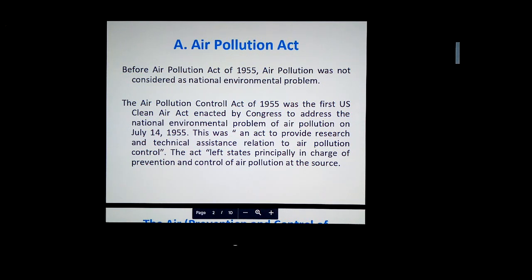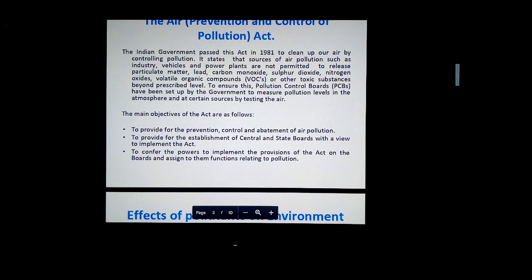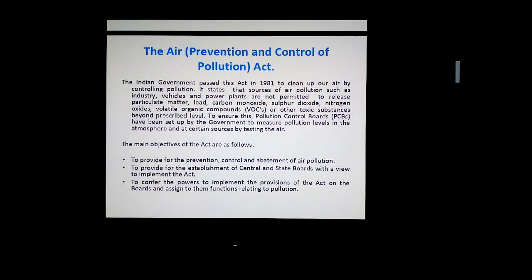The act left states principally in charge of prevention and control of air pollution at the source, meaning the Air Pollution Act after 1955 made the government to think that air pollution is a problem. So where it has to be controlled? It has to be controlled at the source itself. Understand? Now, the Air Prevention and Control of Pollution Act.